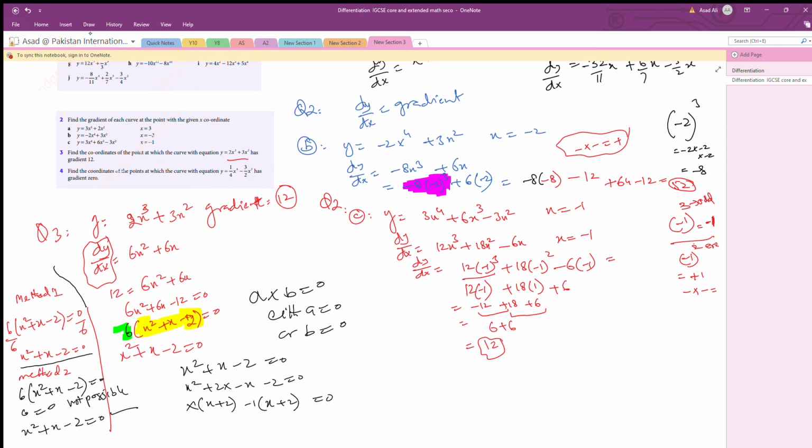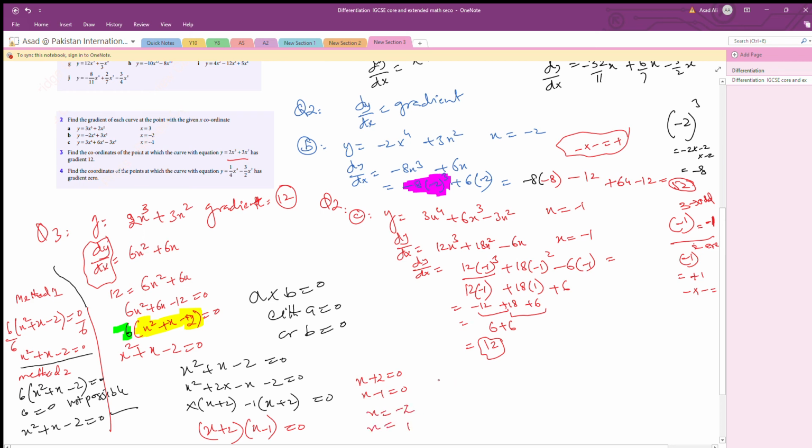Now this becomes x plus 2 common, so x minus 1 equal to 0. Now there are two factors, x plus 2 equal to 0 and x minus 1 equal to 0. So it means x is minus 2 and x is equal to 1.